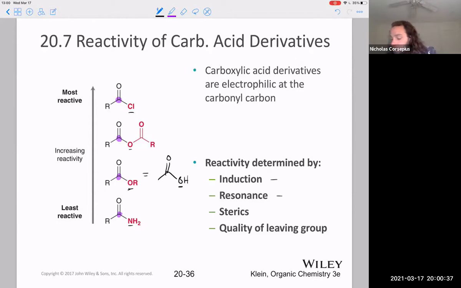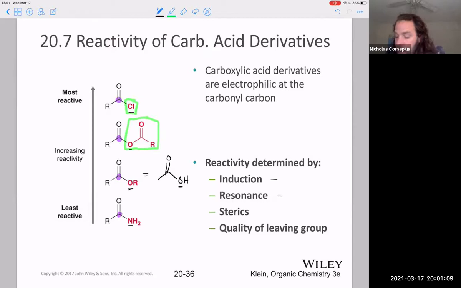Other factors that will come into play would be sterics. So if you have a big bulky group surrounding that carbonyl carbon, that will also make a difference. And then lastly is the quality of the leaving group. Okay, so very different from the aldehydes and ketones section. What we're going to see is that these heteroatoms, so in the case of an acyl chloride, that's the chlorine. In the case of an acid anhydride, that's that guy right there. These are going to play the role of a leaving group in these reactions.